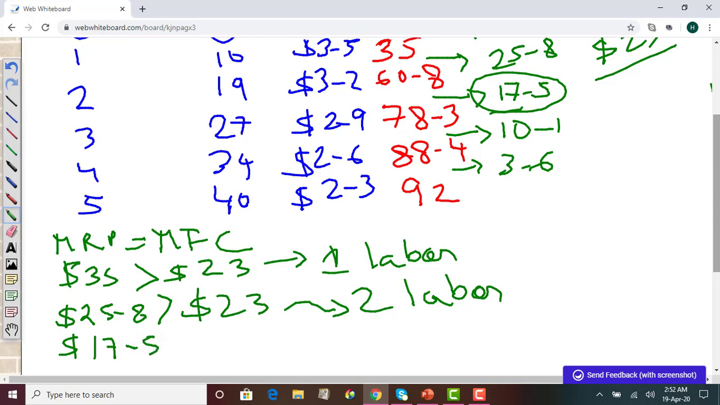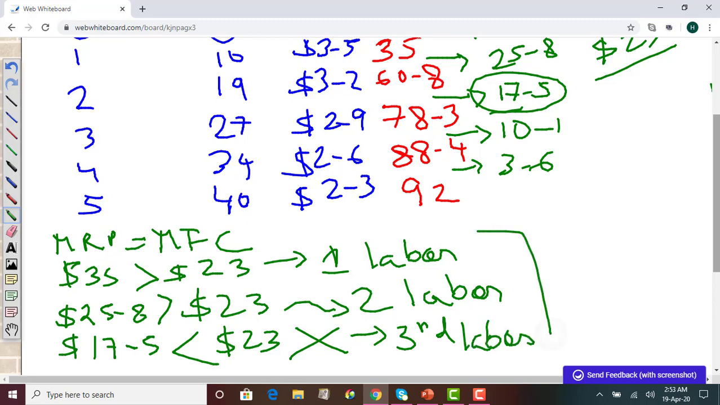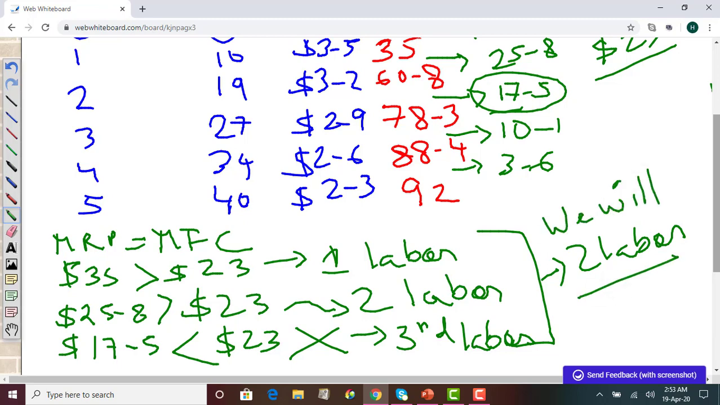But this is less than my marginal fixed cost, which is $23. So it makes no sense to hire the third labor. So again, in this type of market structure, we will end up hiring 2 laborers. And that's what I was trying to tell. In a perfect competition, if you remember, the answer was 3 laborers. We will hire 3 laborers, whereas here in this imperfect competition, because the drop in marginal revenue product is more, we will only hire 2 laborers. Okay, so that's how you will differentiate.